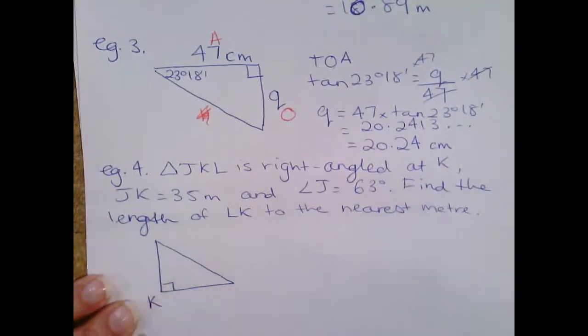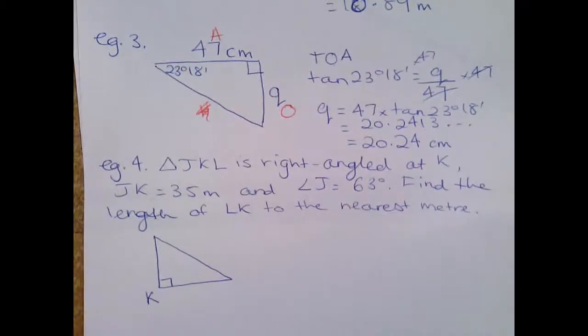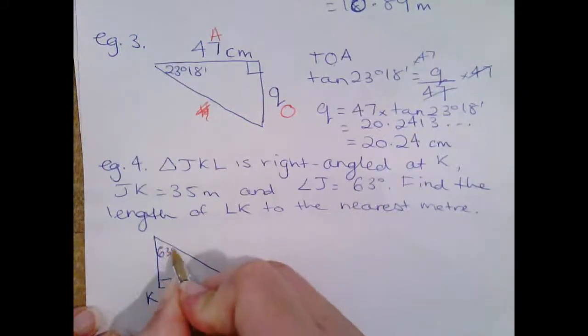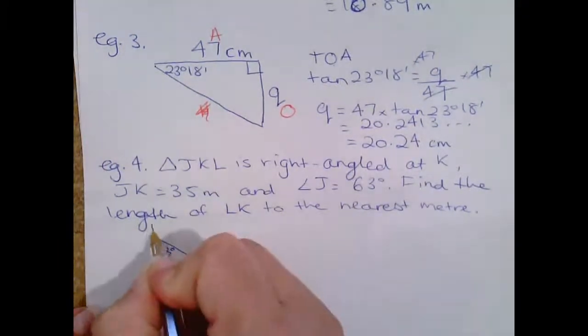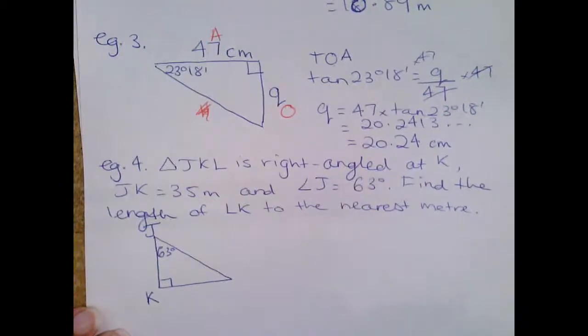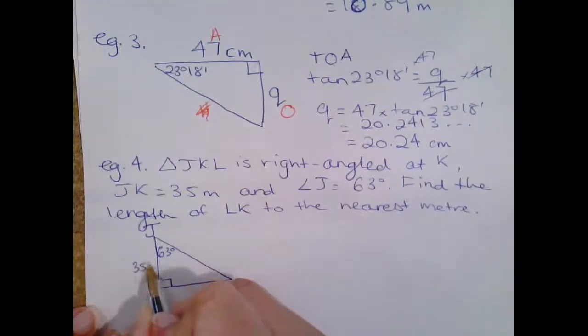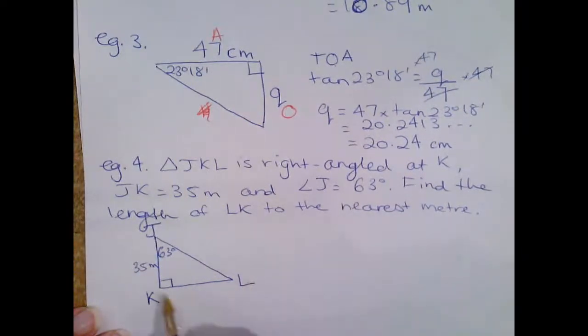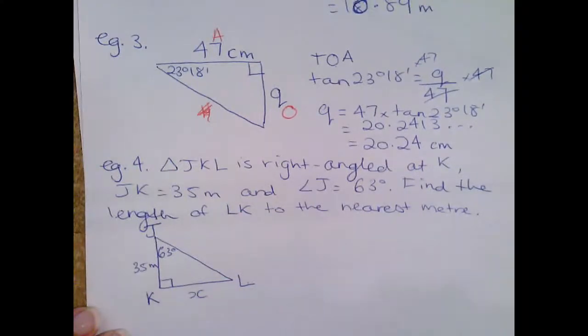I don't care what length that is, it's just a general idea of what it might look like. So I want a right angle at K. Side JK is 35 and angle J is 63. Well, looking at my picture, I've kind of drawn this angle a little bit bigger, so I'll put 63 degrees there. JK is 35 meters, that's a length. Find the length of LK, so LK is the only one that's left. We'll call that X, to the nearest meter.